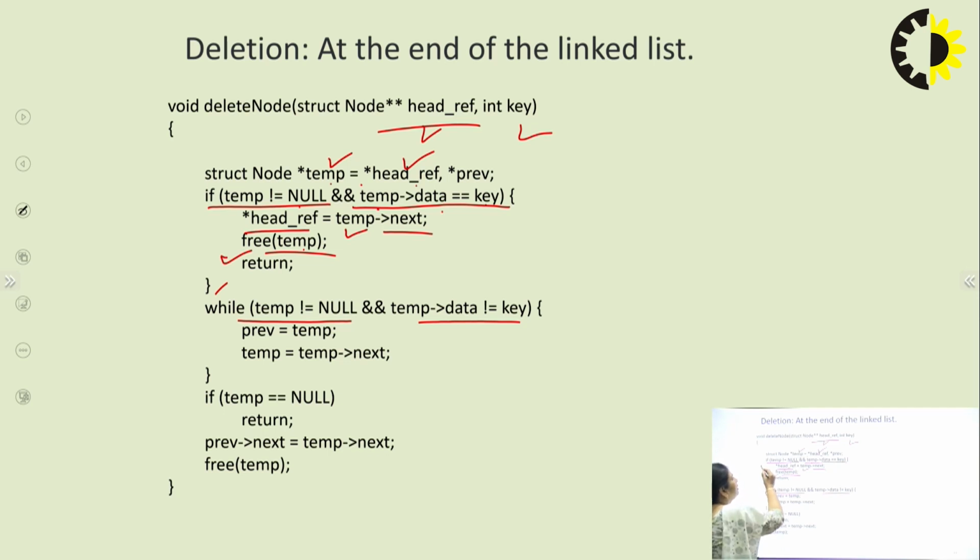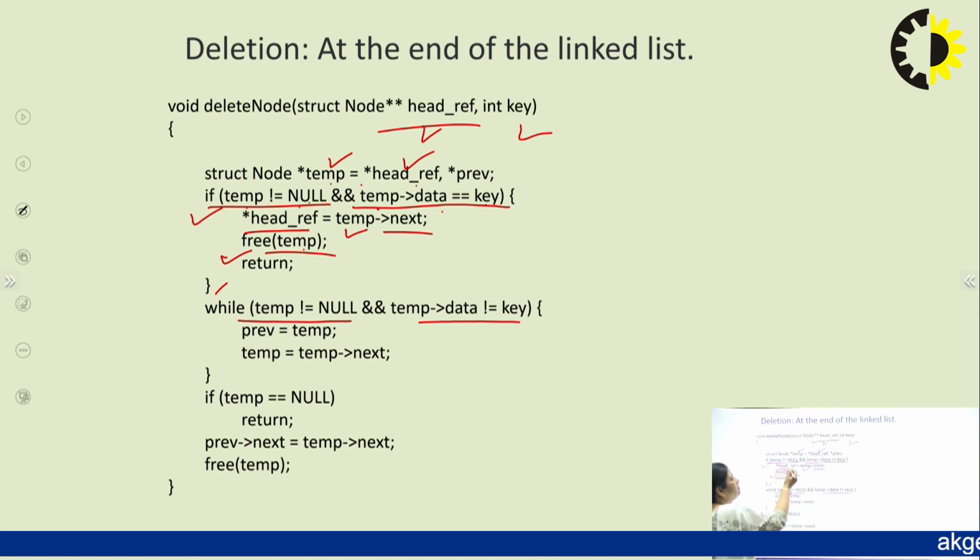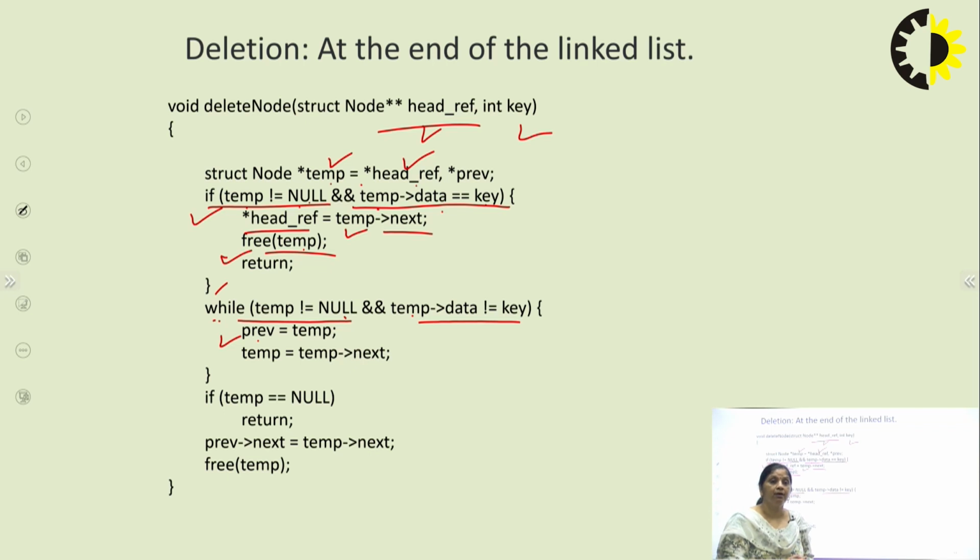In this, what we have done, we have checked the first node: is temp null or not. But when it is not there, then we will search through the complete linked list. While temp is not equal to null and temp data is not equal to key, previous will be temp. We are keeping track of previous, because when a node is deleted, its next node will become the next of its previous.